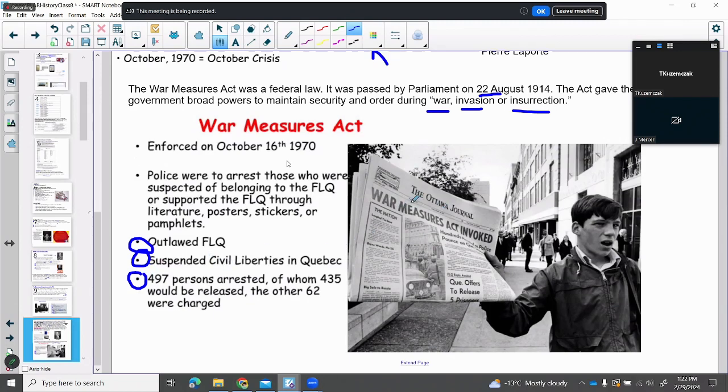You can see here, the picture shows this boy carrying the Ottawa Journal. You can see that the paper says "War Measures Act invoked." So again, that's physical evidence. In this case, it's written.